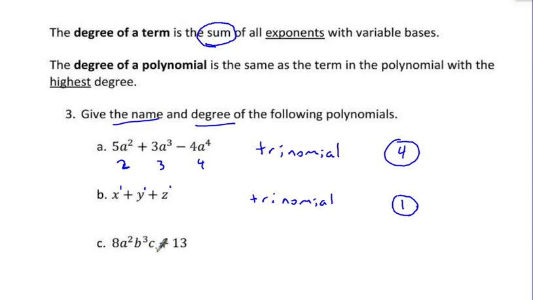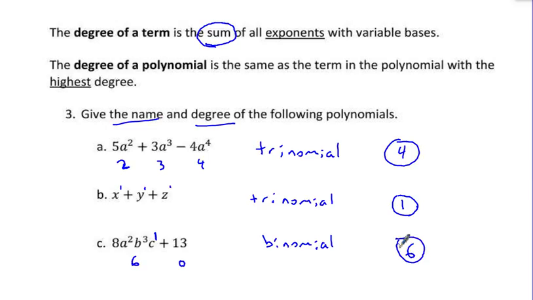And in the last we have a binomial. There's 2 terms. And the 13 is a constant with no variable. So its exponent is 0. There's no variable. Anything to the 0 power is 1. But the first term has 3 variables attached to it: a squared, b cubed, and c to the first. And we remember, as we were looking at the degree of a term, it's the sum of exponents on variables. So 2 plus 3 plus 1 is 6, and that will be the degree.